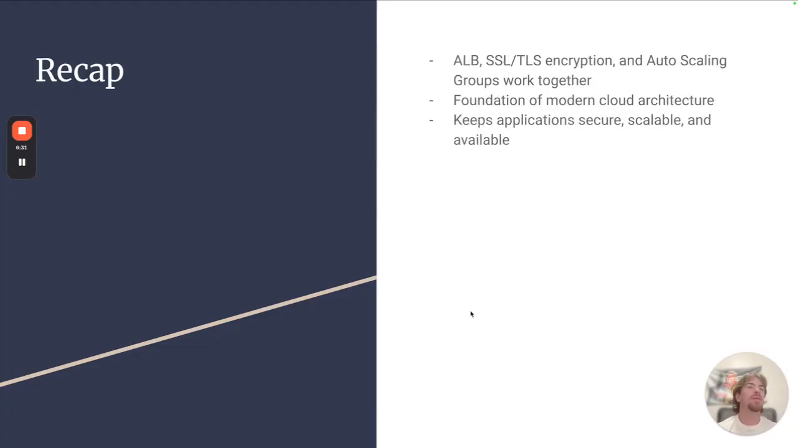To wrap everything up, the application load balancer, SSL/TLS encryption, and auto-scaling groups work together to form the foundation of modern cloud architecture in AWS. They keep your applications secure, scalable, and available, even under heavier or unpredictable traffic.